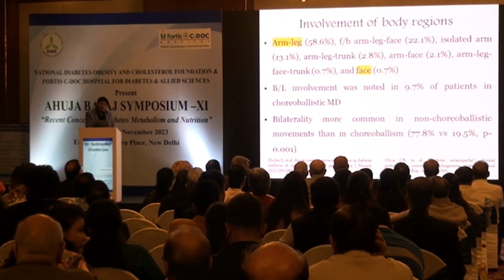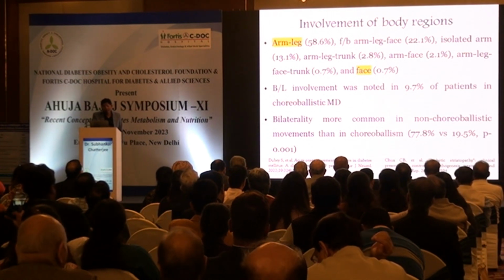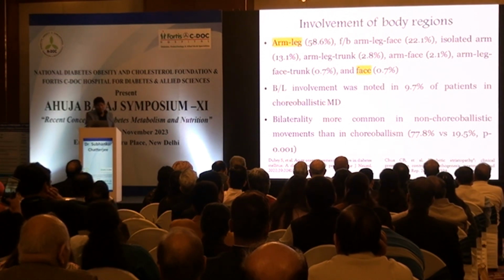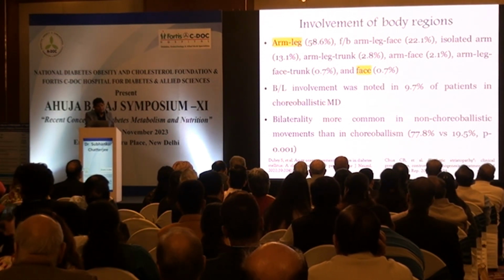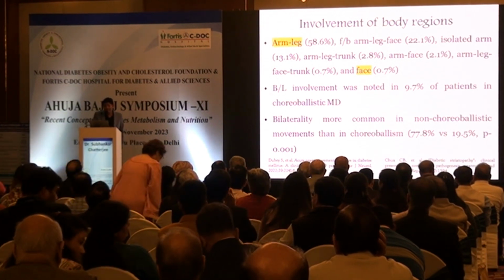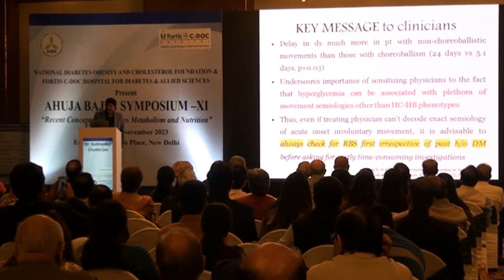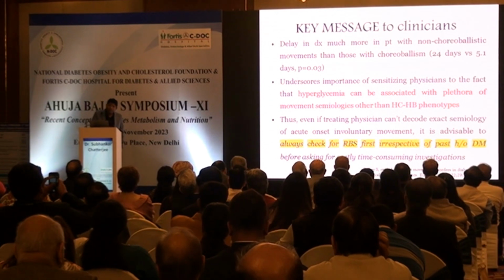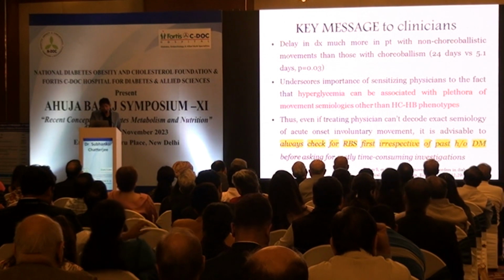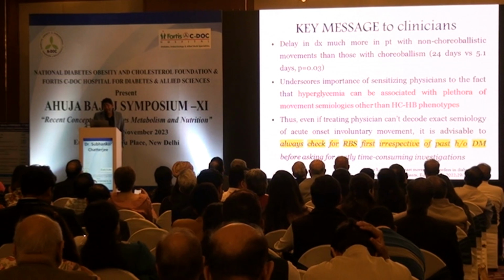Now, when we talk about the choreoballistic movements, the most commonly involved area is the arm and leg, and the face was the least commonly involved. Bilateral involvement was noted in 9.7% of the patients. Importantly, bilaterality was more common in non-choreoballistic movements than in choreoballistic movements. So, here the key message from the clinical features is that although we know about the choreoballistic movements in diabetes, the non-choreoballistic movements are equally prevalent, and non-choreoballistic movements tend to get misdiagnosed frequently.